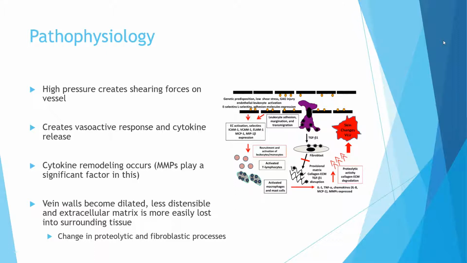The overall result of this is that the vein wall becomes dilated and less distensible, and because of this ongoing cytokine activity, extracellular matrix is more easily lost into the surrounding tissue spaces. The presence of extracellular matrix in the surrounding tissue spaces causes all of these skin changes that we see over a chronic period of time, as we get further proteolytic and fibroblastic processes happening in the surrounding tissue. The image on the right-hand side goes into further depth about some of the cytokine mediators involved in this process, but I've covered the general process now.